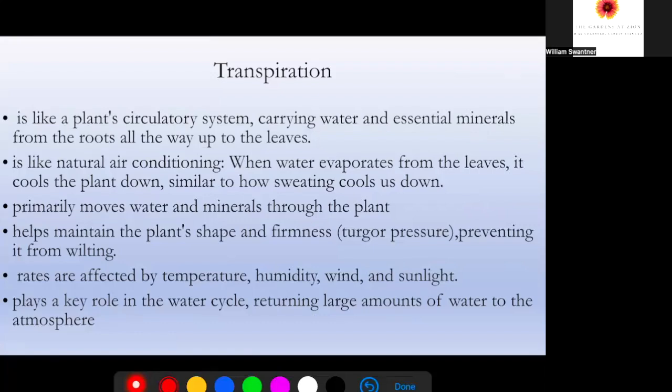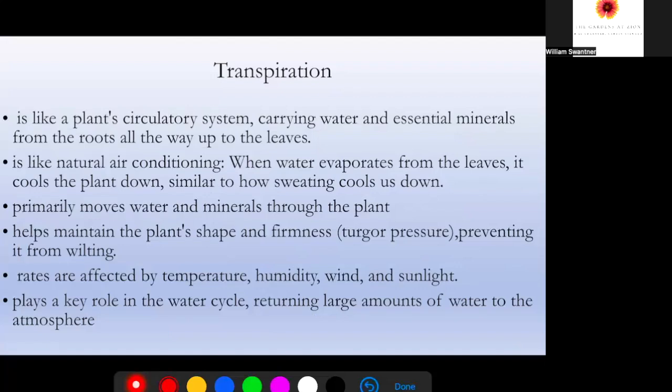Transpiration moves the water and the minerals throughout the plant. It helps maintain the plant's shape and firmness. It's called turgor pressure. When a plant is fully upright, it has good turgor pressure, or turgor. When the plants start to lean over a little bit, that means the turgor pressure is not what it should be, which is important to know when we go to take cuttings for propagation, but that is the next video.